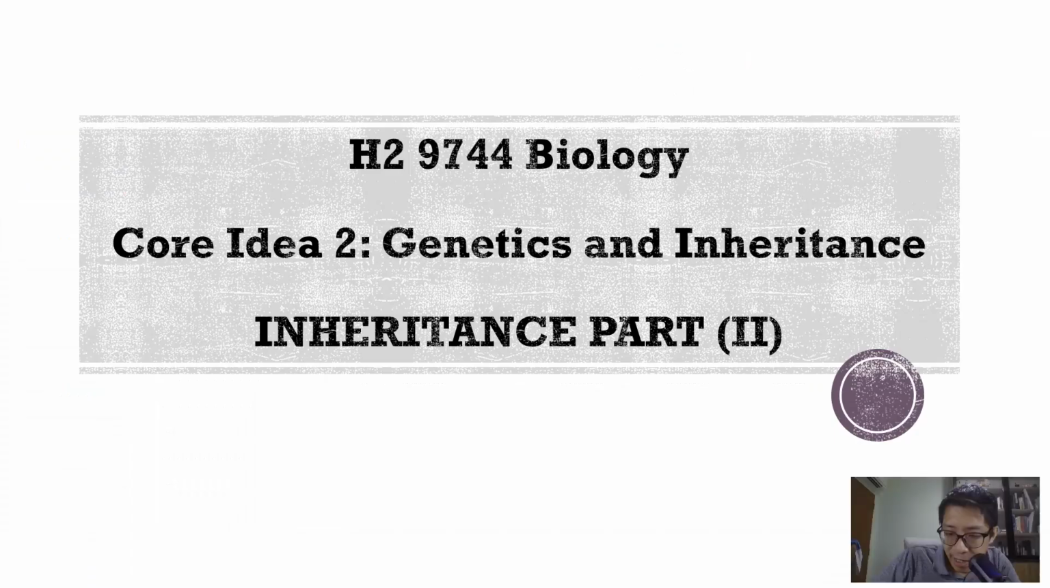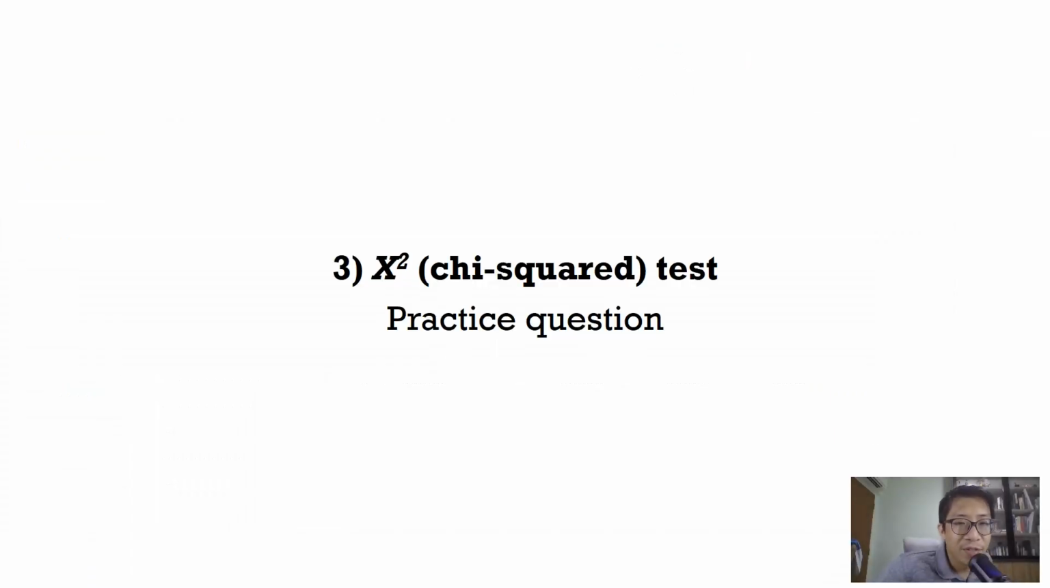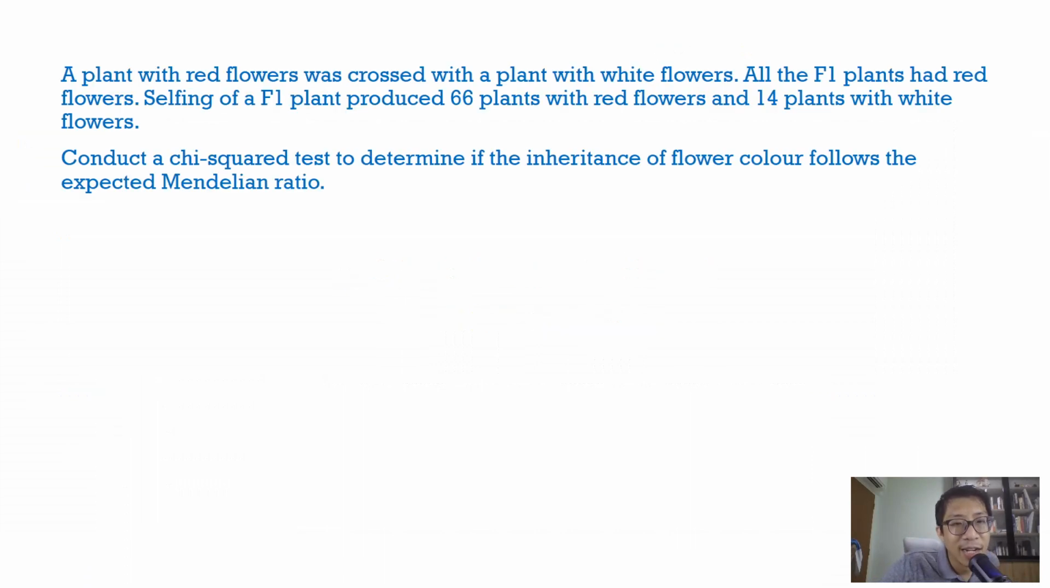Okay, we'll be looking at the practice question for chi-square test. You are given this cross between a plant with red flowers and a plant with white flowers, and the F1 had red flowers. Selfing of the F1 produces 64 with red flowers and 14 with white flowers.